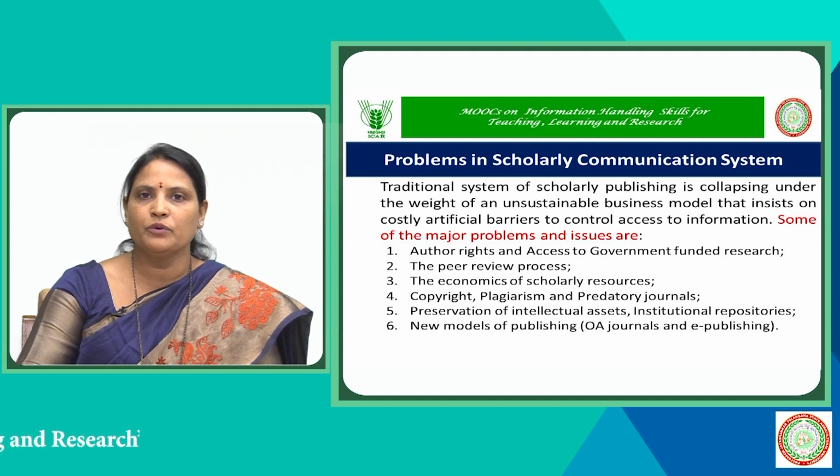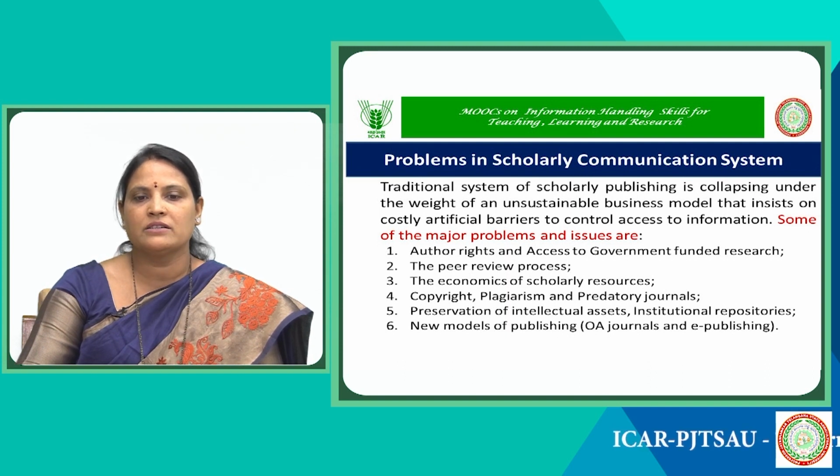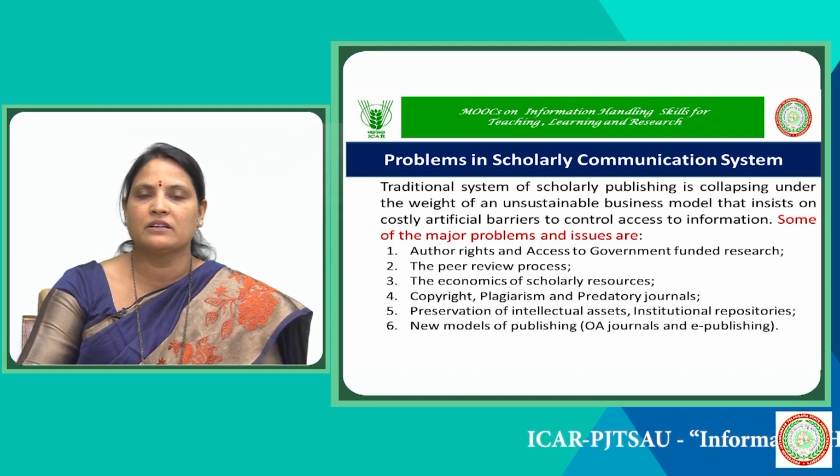Second one is the peer review process. The economics of scholarly resources, that may also be the problem with the free flow of information. Then next one is copyright, plagiarism and predatory journals.